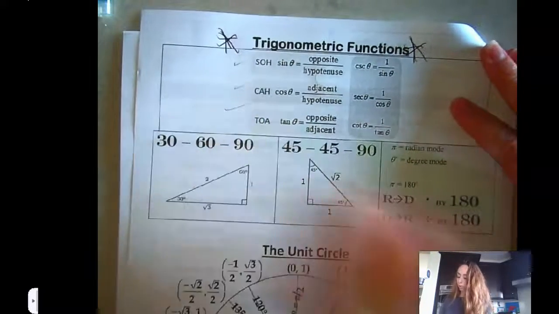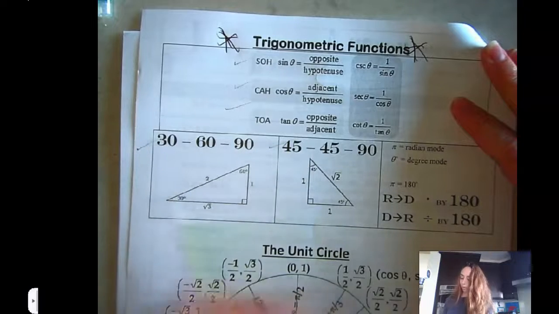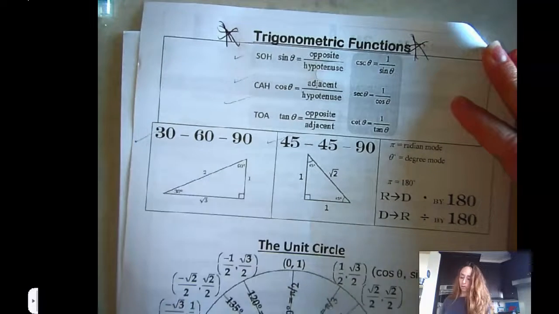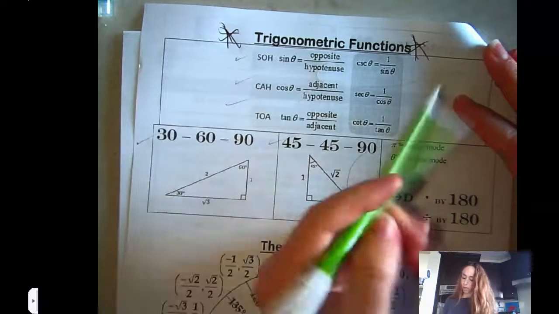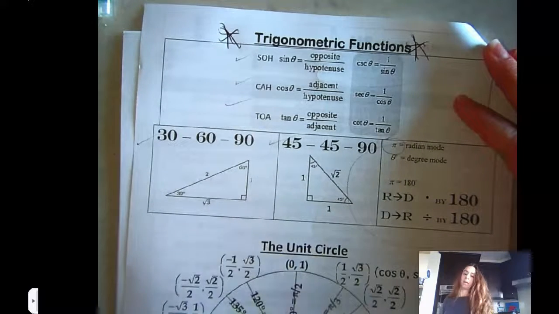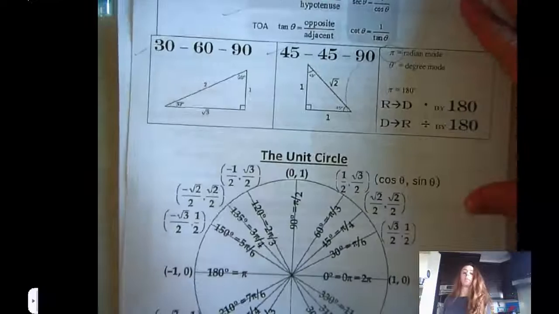You already know about SOHCAHTOA. You already know about 45, 45, 90, 30, 60, 90. You're going to learn about radians and degrees. Okay, you'll notice radian is pi. And that's because we're going to be dealing with the unit circle.